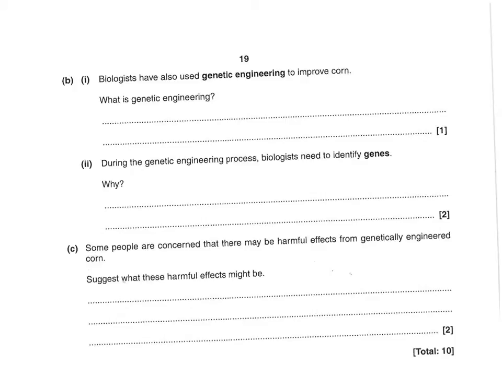Biologists have also used genetic engineering to improve corn. What is genetic engineering? So that's just the transfer of genes from one organism to another, but actually for the 1 mark you just need to put the transfer of genes.